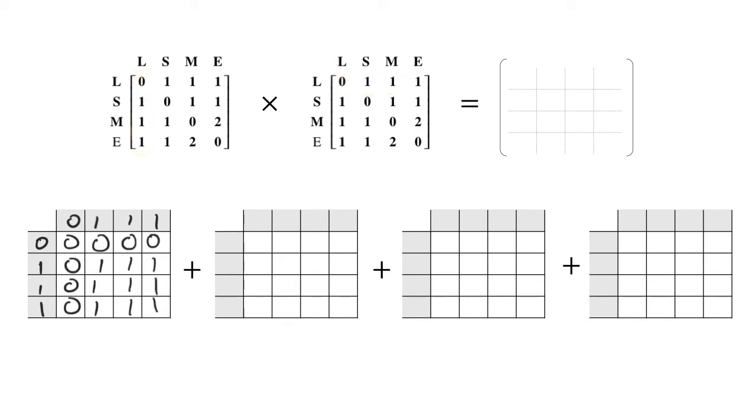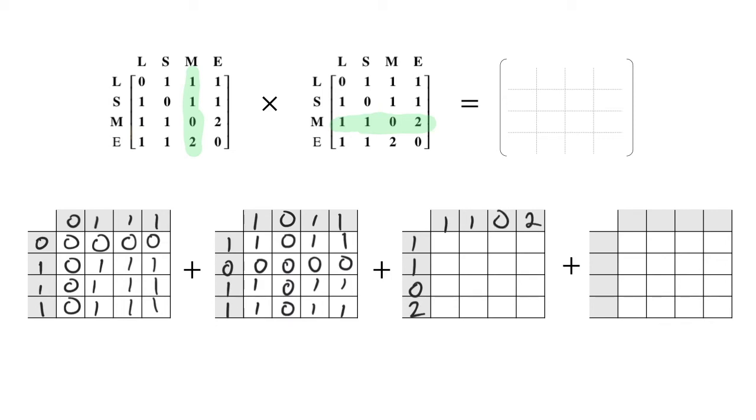Next I'm going to do the same thing, but it's going to be the second column of the first matrix multiplied by the second row of the second matrix. That is going to be 1, 0, 1, 1 multiplied by 1, 0, 1, 1. I'm going to multiply each of those numbers together. Next it's going to be the third column multiplied by the third row. So 1, 1, 0, 2 and 1, 1, 0, 2, multiplying each of those combinations together to complete the table.